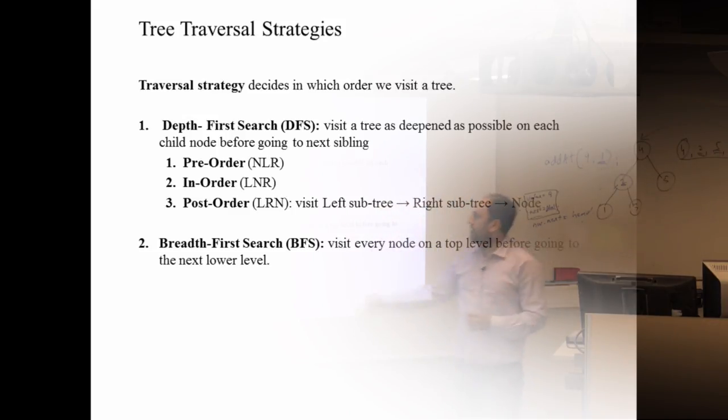Okay? And what is the breadth first? In the breadth first, instead of going from the root to the bottom or the leaves, we go in the horizontal direction. We first visit the nodes at level 0, and then we go to the next level and keep on until we get to the lowest level.